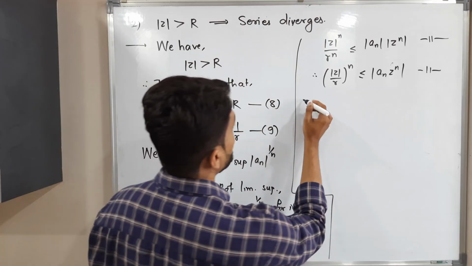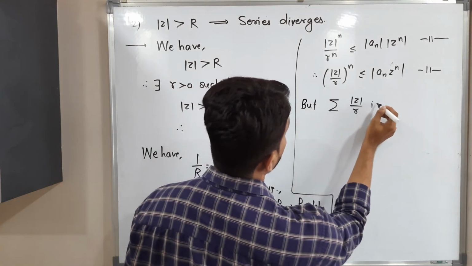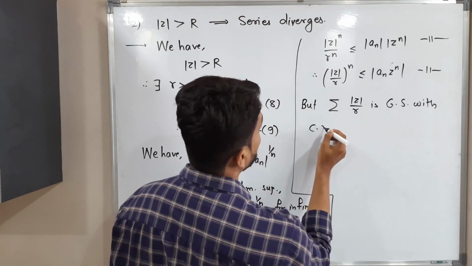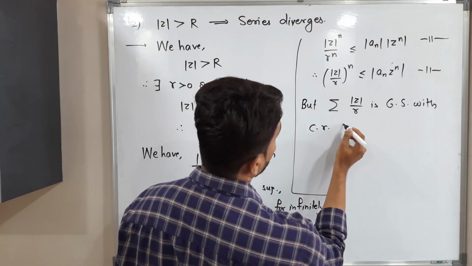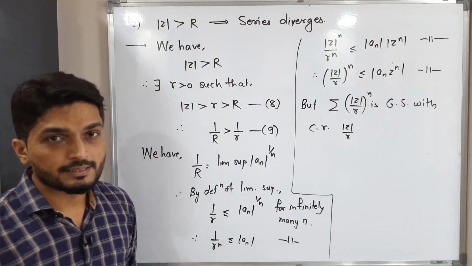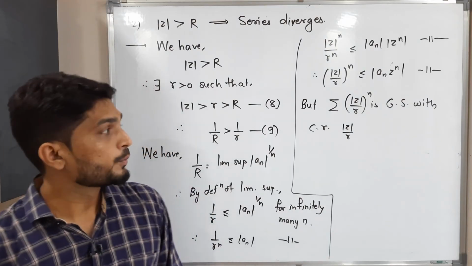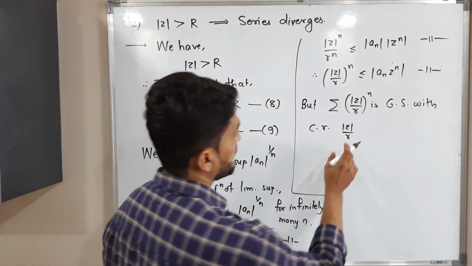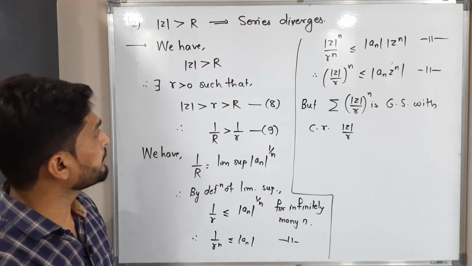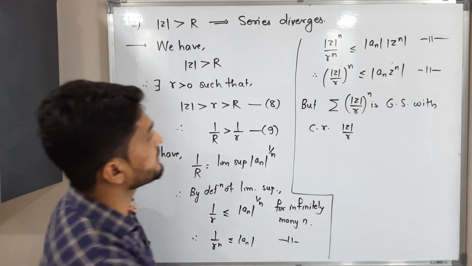But summation of mod z by r raised to n is a geometric series with common ratio mod z by r. Same things; already in previous cases we have done the same. Tell me, is it greater than 1 or less than 1? Shall we use inequality number 8? Mod z is greater than r, so mod z by r is greater than 1.